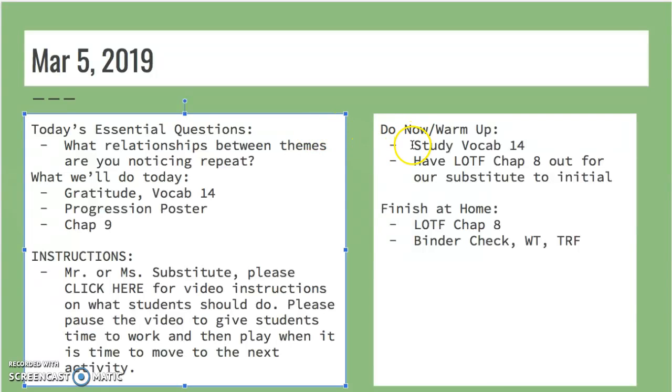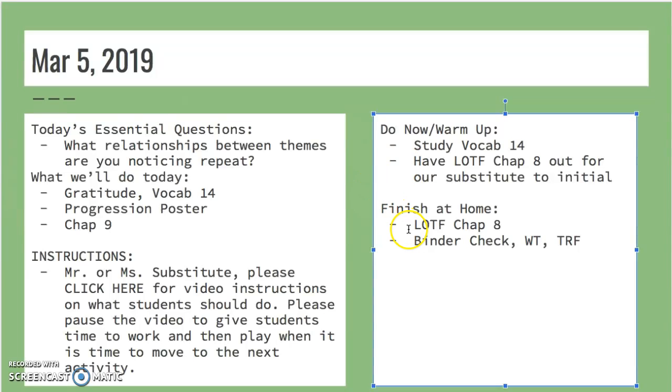So do now, please study vocab 14. Please take out your chapter 8 notes. And our substitute, please walk around and initial the top of the kids' notes and then just draw a line at the bottom of their notes where they stopped. This will let me know that they did the work on time when I collect everything tomorrow.